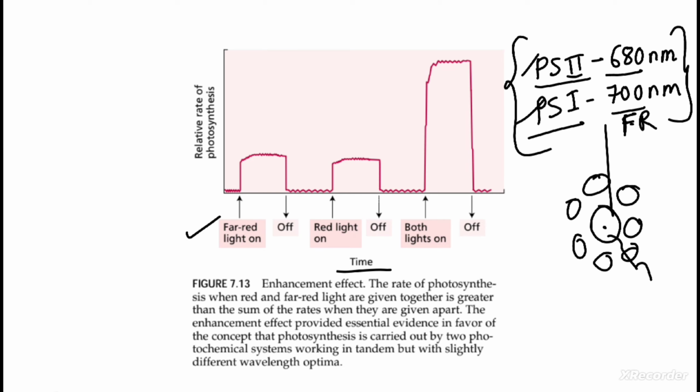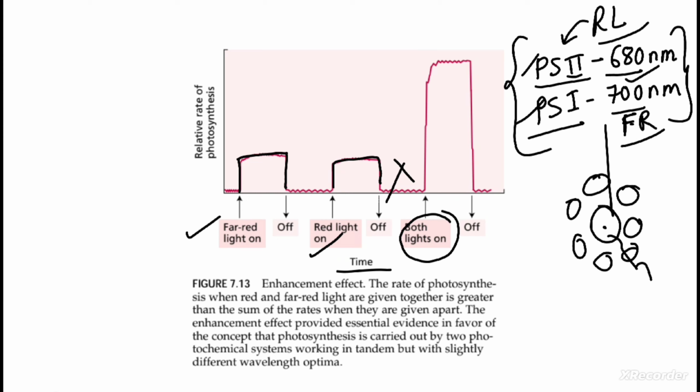Now, in the relative rate of photosynthesis, there was a peak. Then he switched it off. After some time, he switched on the red light. Red light is absorbed by photosystem 2, that is around 680 nanometer. Again, he observed a peak. Then he switched it off here. After some time, he switched on both the lights. Red light is also there, far red light is also there, 700 nanometer and 680 nanometer.